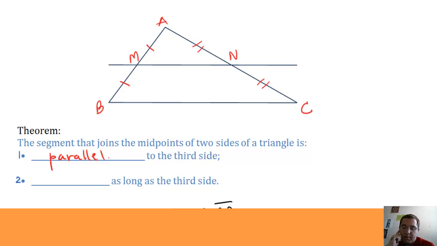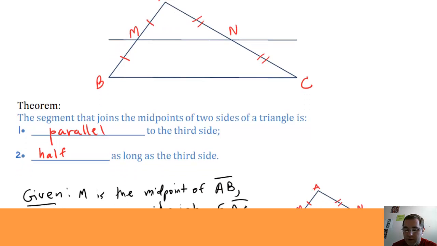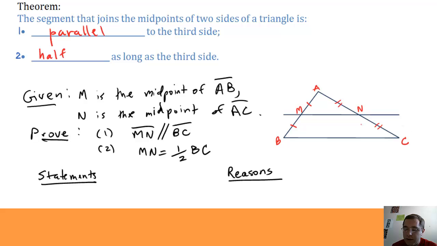And how big is it compared to the third side? Well, interestingly, it is exactly half as long as the third side. That is perhaps the most surprising part of these theorems, that MN is going to be half of BC. How do we know for sure it's half? Well, let's prove it. So I've recopied that picture down here, and I'm given that M is the midpoint of AB and N is the midpoint of AC. That's all I need. A segment that joins the midpoints of two sides of a triangle. I know by this theorem then that MN is parallel to BC and MN is half of BC.